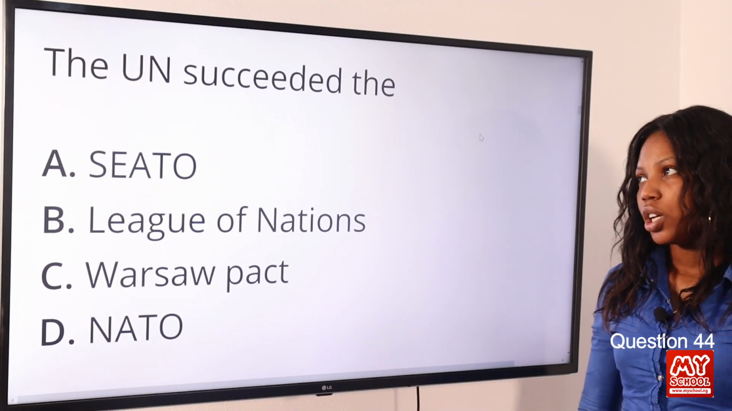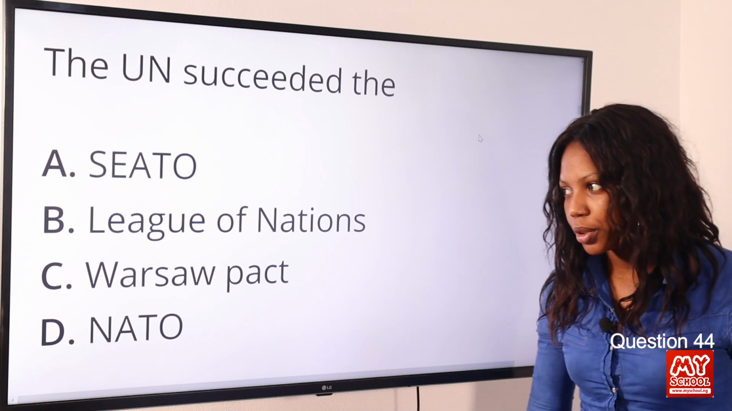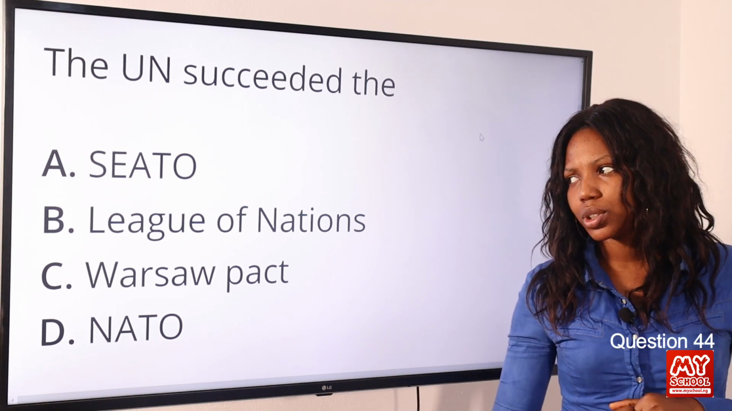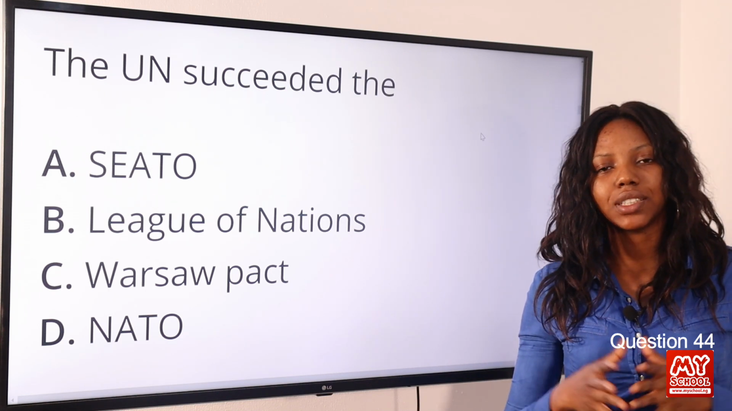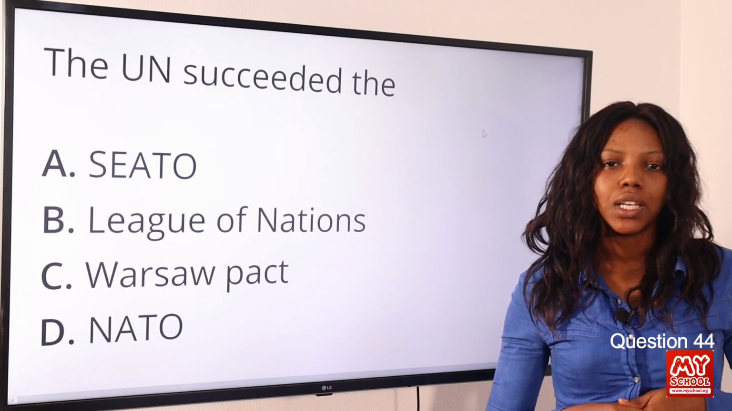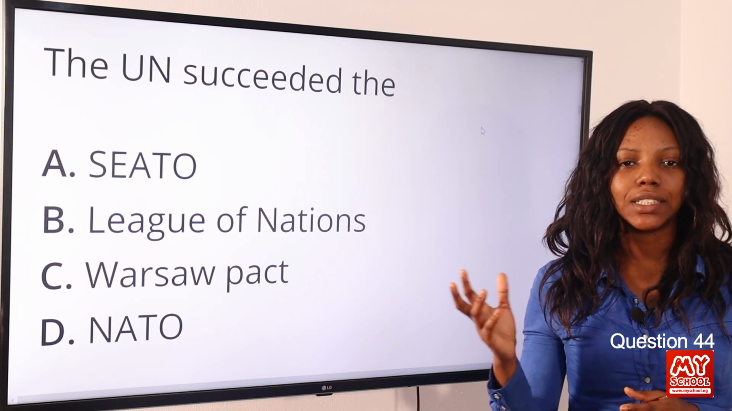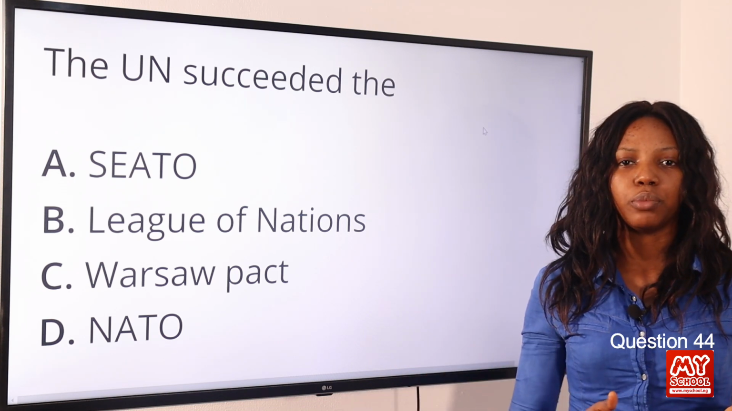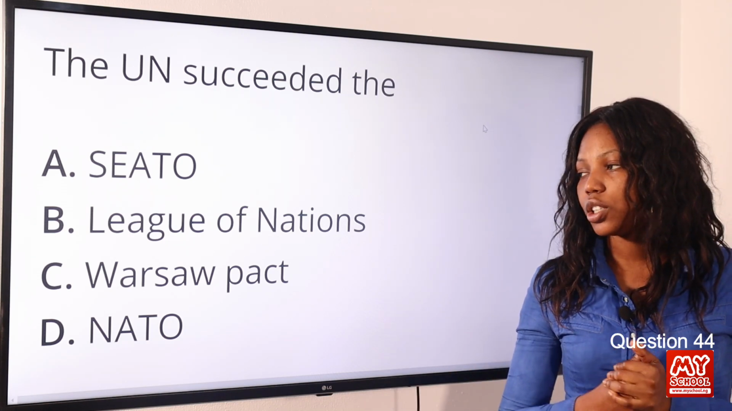Question 44. The UN, United Nations, succeeded the option A, CENTO, option B, League of Nations, option C, Warsaw Pact, option D, NATO. The answer to this question is League of Nations. The League of Nations was established in the year 1920, and it was established to maintain world peace. And the United Nations succeeded the League of Nations. So it used to be League of Nations, but it became United Nations. So the answer to this question is option B, League of Nations.